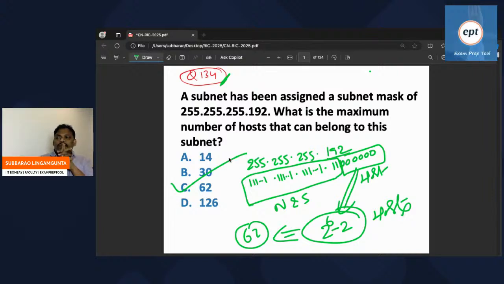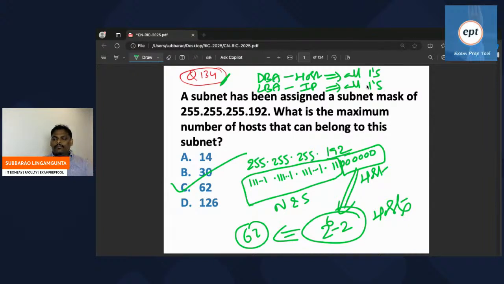A subnet has been assigned a subnet mask of this. What is the maximum number of hosts that can belong to the subnet? In the host part, all zeros are used for the subnet ID and all ones are used for the DBA, the direct broadcast address. In the host part, all ones is DBA. In the IP, all ones is LBA. I will write that also. DBA means the host part is all ones. LBA means in the given IP, all ones. That is the difference.